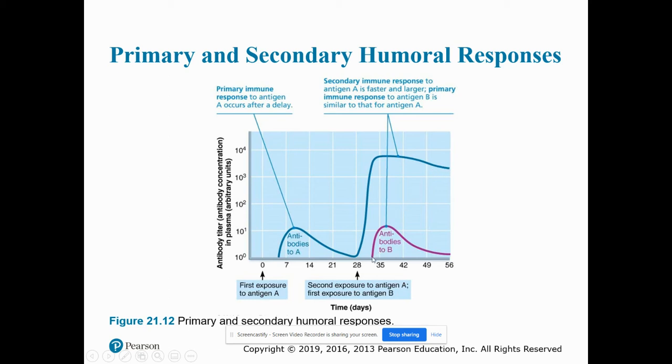This is also showing antigen B. At this point, the person is being exposed to antigen B right here. And so even though they're exposed to A and B, A again is going to go up, but they've never been exposed to B before. So then it still takes 3 to 6 days for the levels of the antibodies to B to be produced.